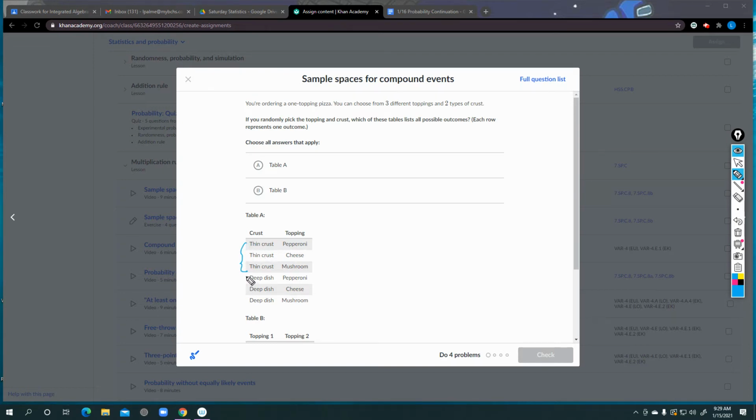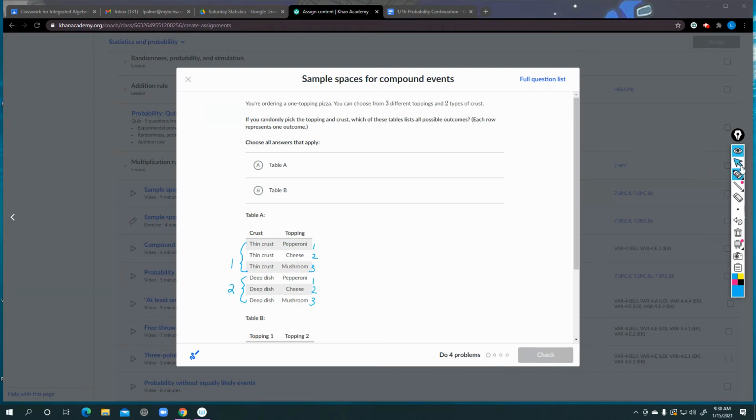So here are the crusts, one crust, second crust, and then we have the 3 different types of toppings, 1, 2, 3, and 1, 2, 3. So each type of crust has a choice of a topping, the same toppings as the other: thin crust pepperoni, thin crust cheese, thin crust mushroom, deep dish pepperoni, deep dish cheese, deep dish mushroom.